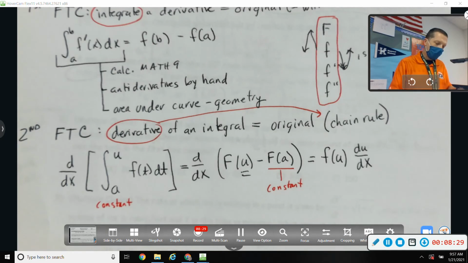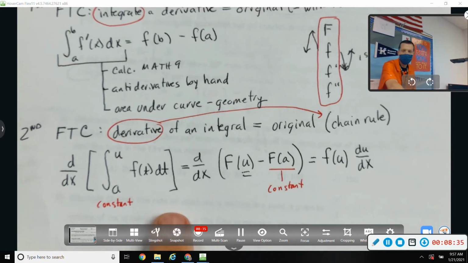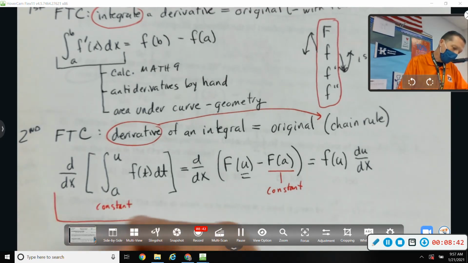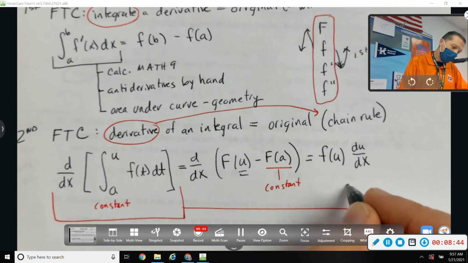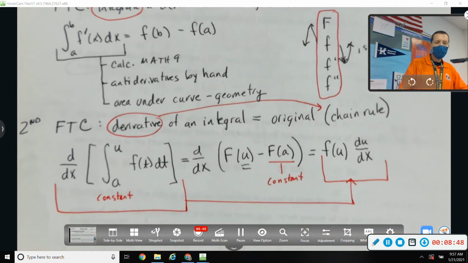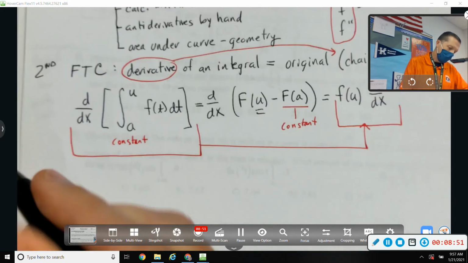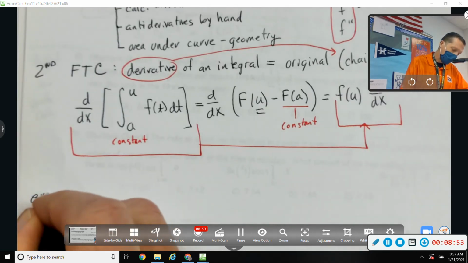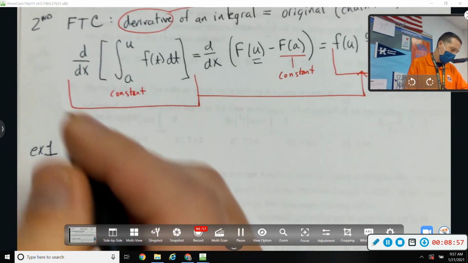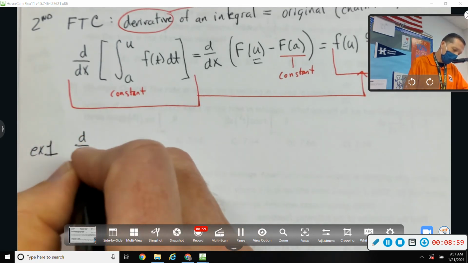So here's the deal with this next test. Some people are going to go the long way around on some of these problems. They're going to actually take the integral and then take the derivative. But we want to use the shortcut and skip that step and just go straight to the answer. That's what we want to do. Again, I think this is a lot easier than it sounds in the explanation. Let's do an example problem.